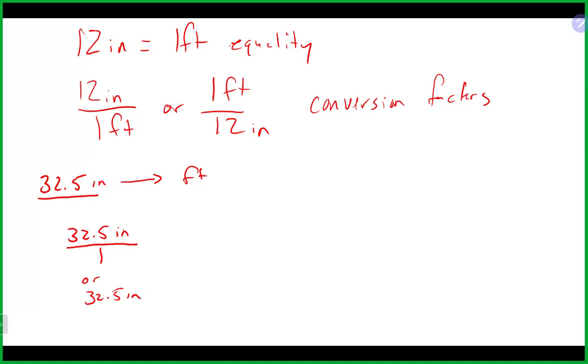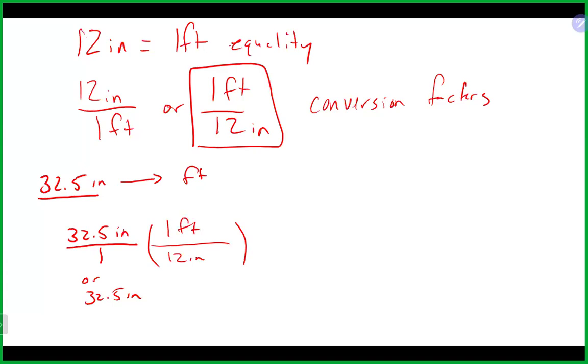We do want to cancel out the inches. So the only thing we have to remember when we're doing this is opposite location will cancel out those units. And that makes our selection of our conversion factor pretty simple. That's the one where our inches are in the bottom. So we're going to go 12 inches is 1 foot.